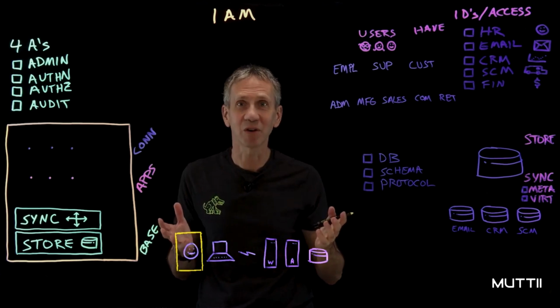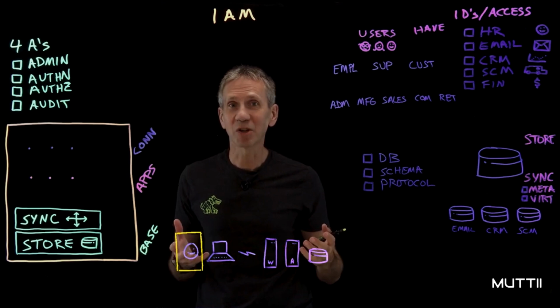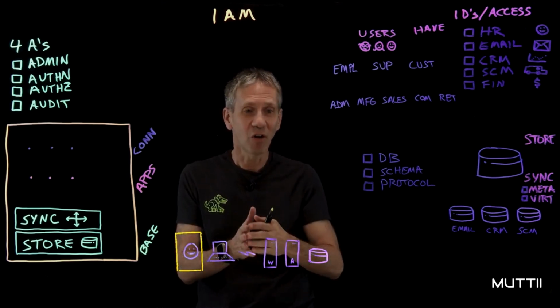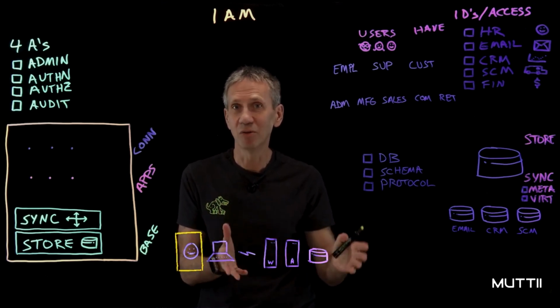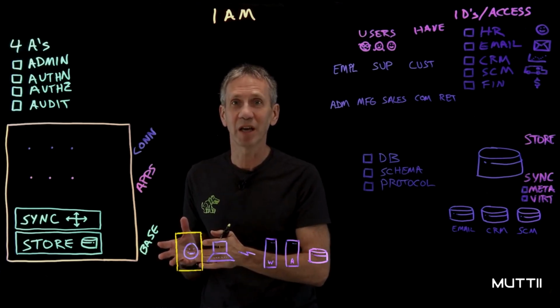IAM is another way that it's thought of. It's said that identity is the new perimeter. And the reason people say that is because we really can't rely on all of these other things alone to do the job. We need to start figuring out who the user is as soon as we possibly can.